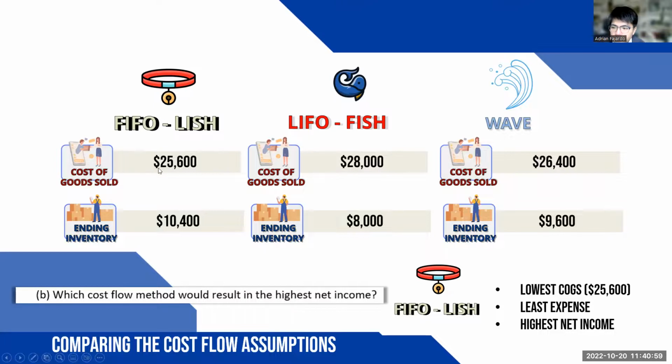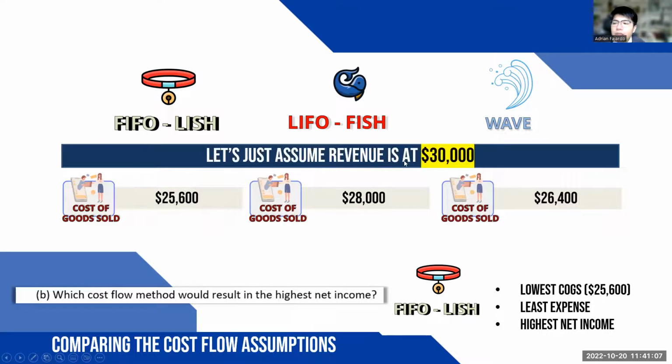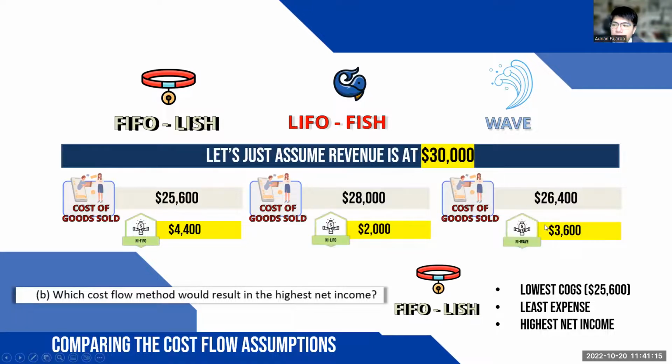Right? So pag lowest yung COGS mo, uunti yung babawas mo sa revenue and then that will get your highest net income. So let's assume that the revenue is 30,000. So 30,000 minus cost of goods sold of 25,400. Pag LIFO naman, 2,000 and pag Wave, 3,600. So as you can see, with this made-up scenario, FIFO-ish, which has the least cost of goods sold, will be the one that will have the highest net income.